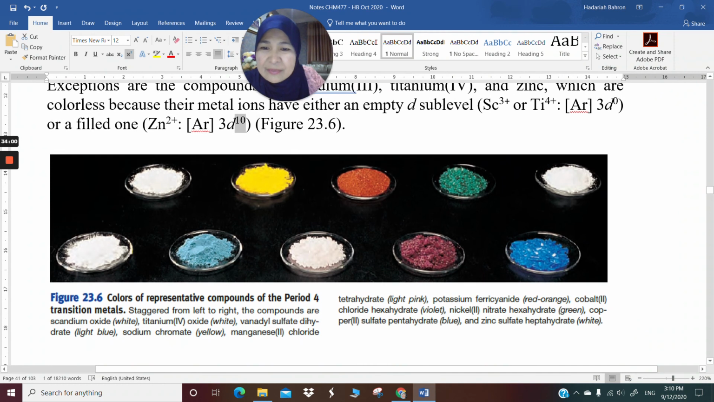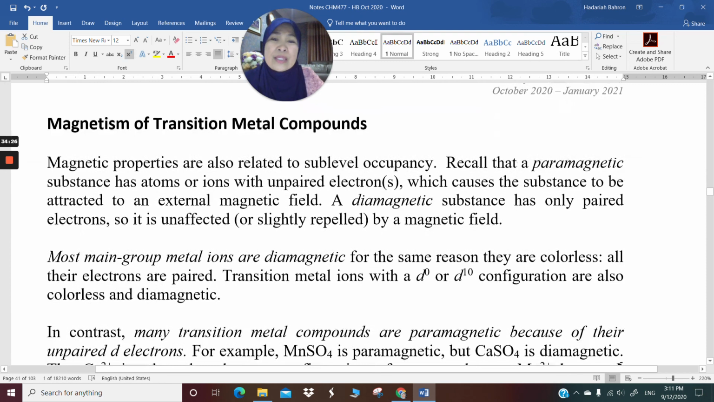So you have scandium oxide is white. Titanium is also white, and so on. This is copper sulfate, and so on. This green is nickel nitrate. The violet here is cobalt chloride, and so on. They are all nicely colored.